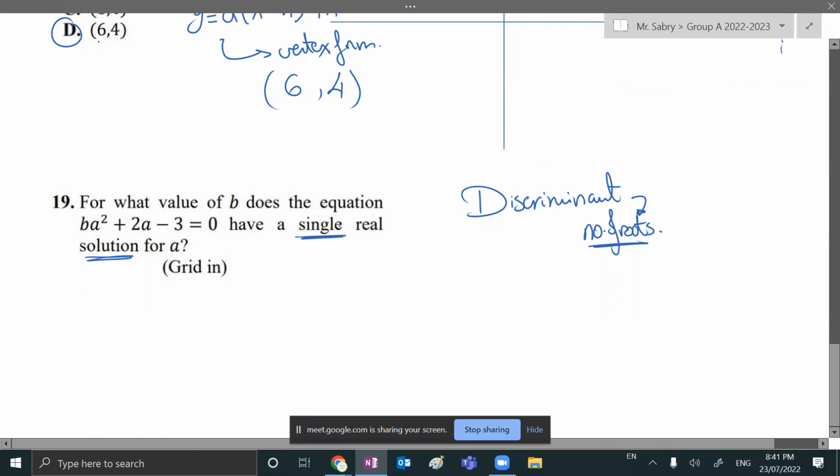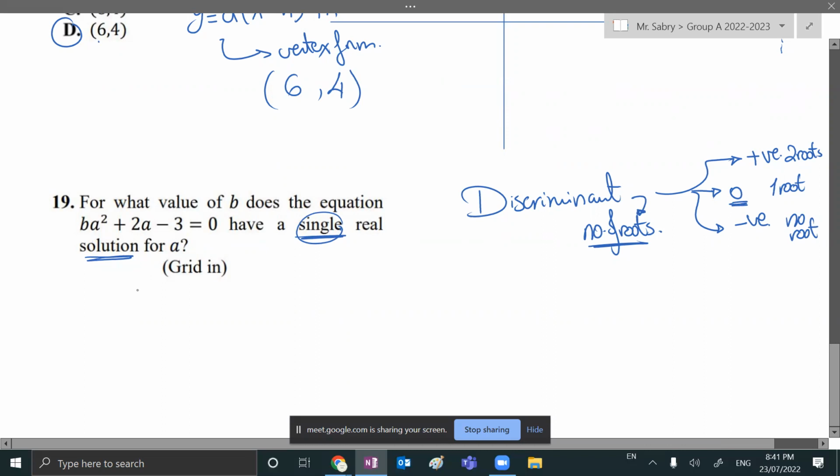What do I know about the equations that have a single solution? What does that say about the discriminant? So we said three things about the discriminant. The discriminant could come out as one of three choices. It's either a positive number or zero or negative. When it's positive, this means there are two roots. When it's zero, this means there is only one root, a single root. When it's negative, this means there are no roots. Since they say this has a single root, this means that the discriminant must be equal to zero.